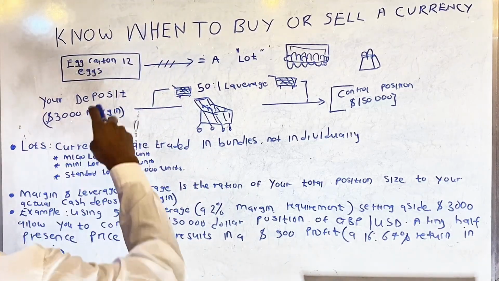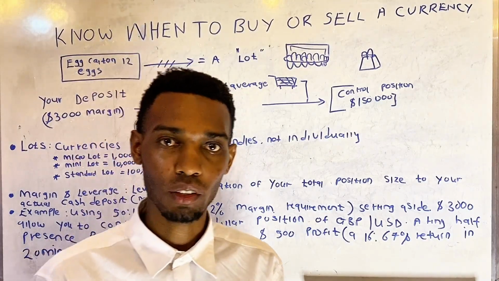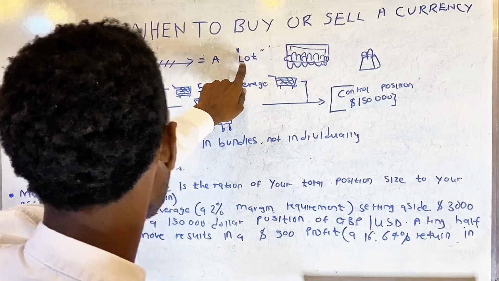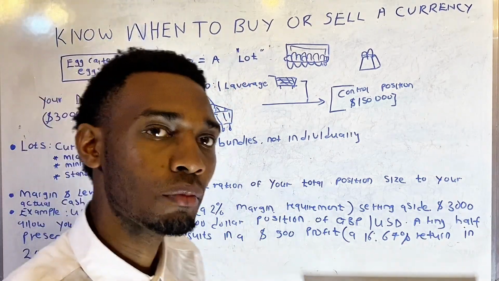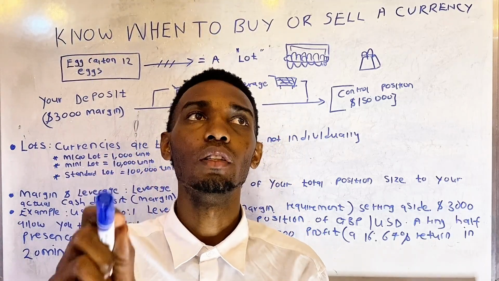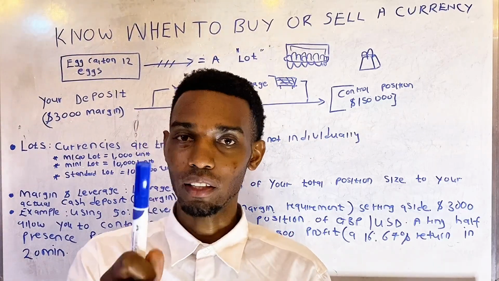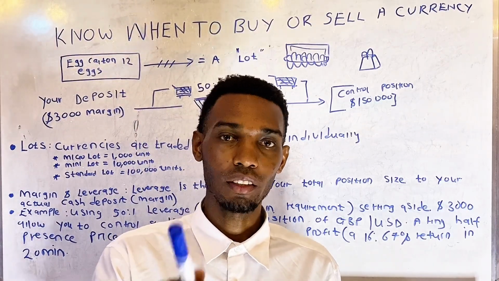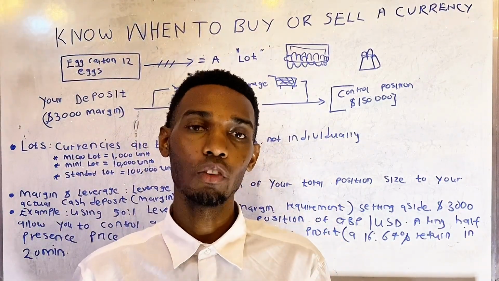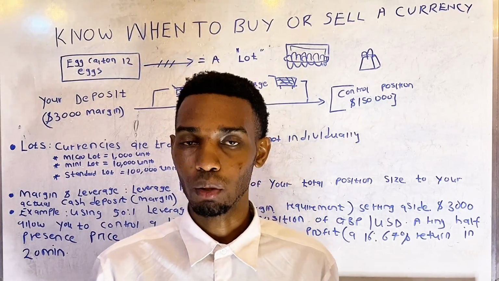Now we will check something we call the lot. What is a lot? Let's say it is a rule that you can't go to a supermarket to buy one egg. The same applies here. That is what we call a lot. You are supposed to buy in bulk, as a crate of maybe 12. That is how you're supposed to buy.